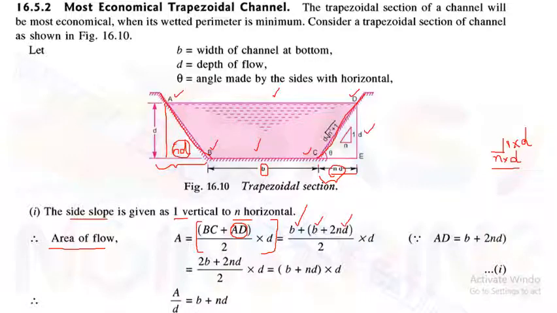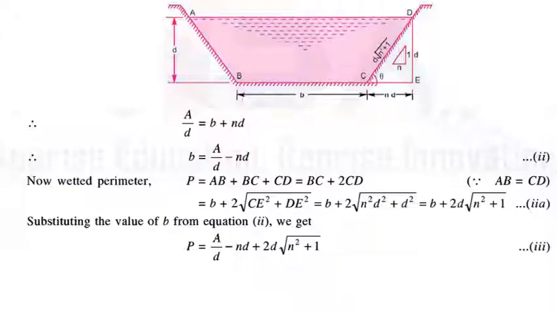Then when expanding this, we get (2B plus 2nD) by 2, into D. That comes to (B plus nD) into D. So we bring D to the left hand side, that is A by D is equal to B plus nD. This we can also write by bringing B to the left hand side: B is equal to A by D minus n into D.